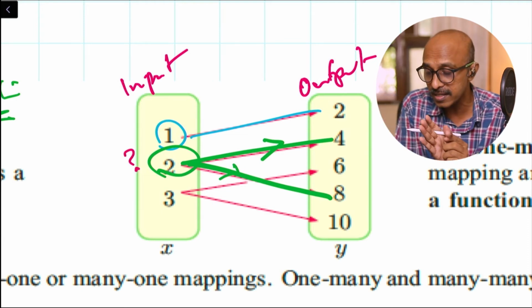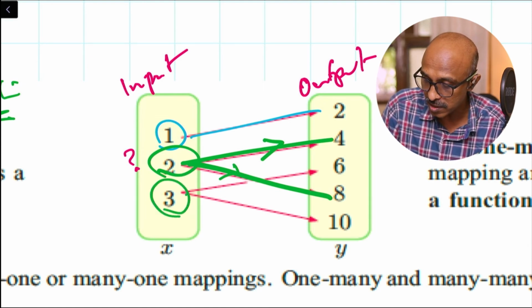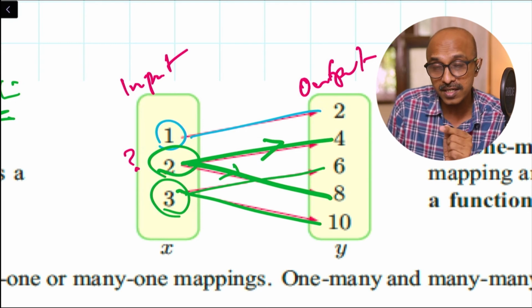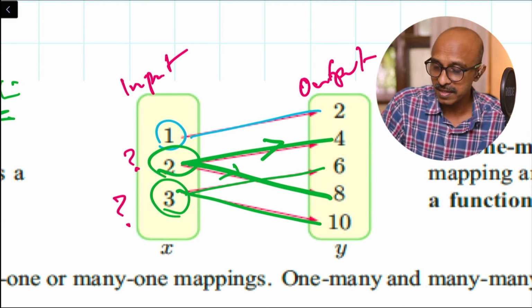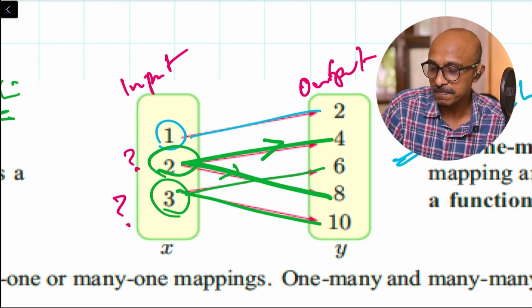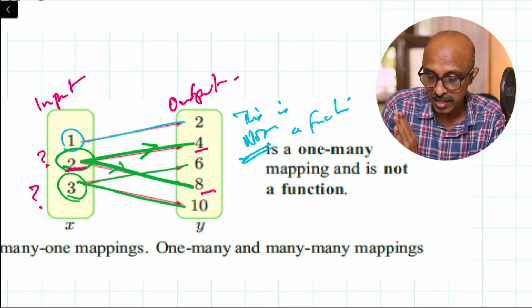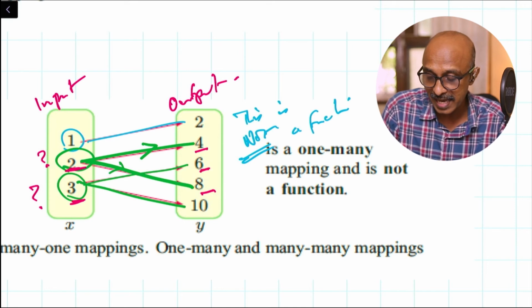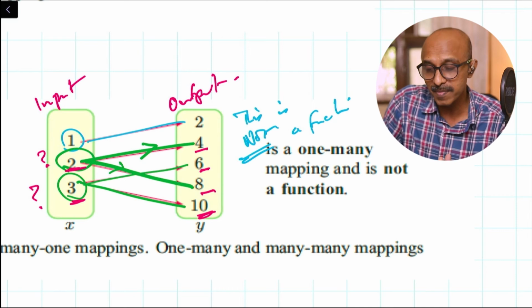2 is connected to 4, and 2 is at the same time connected to 8. In the same way, we've got the same problem with 3. Look at that. 3 is connected to 6, and at the same time, 3 is connected to 10. That is also a problem. So according to the definition, this is not a function. This is not a function because 2 from the domain is connected to 4 and 8 from the range. 3 from the domain is connected to 6 and 10 from the range. Every element should be connected to one element of the range.